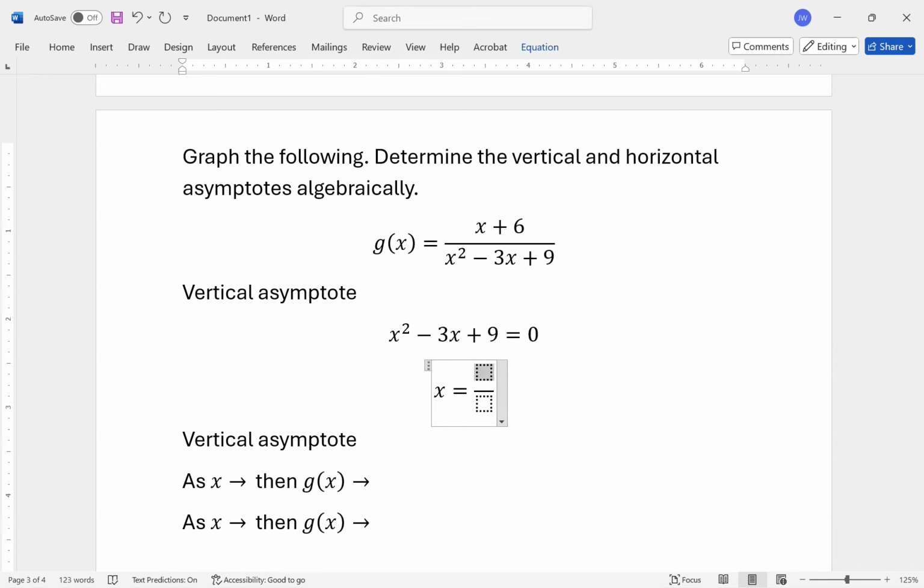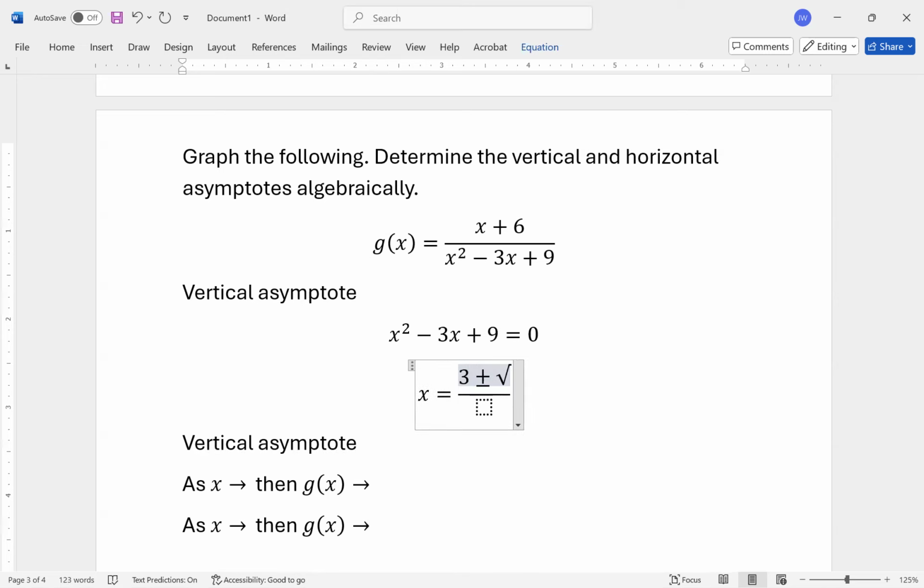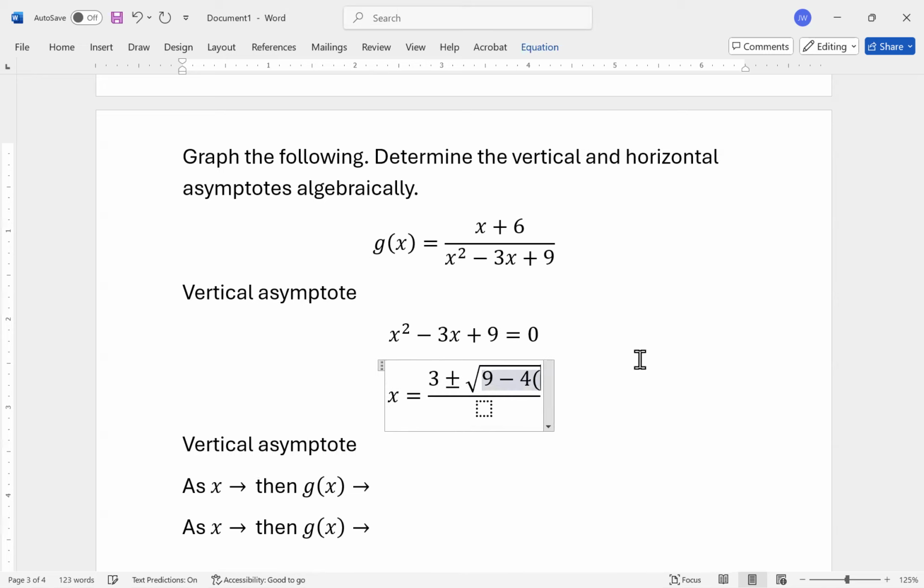So we turn to our quadratic formula, which would say opposite of b, in this case that's 3, plus or minus the square root of b squared, negative 3 squared is 9, minus 4 times a, which is 1, times c, which is 9, all over 2a. 2 times a is 2. Notice what's going to happen. We're going to get 9 minus 4 times 9, which is a negative 27 underneath that square root.